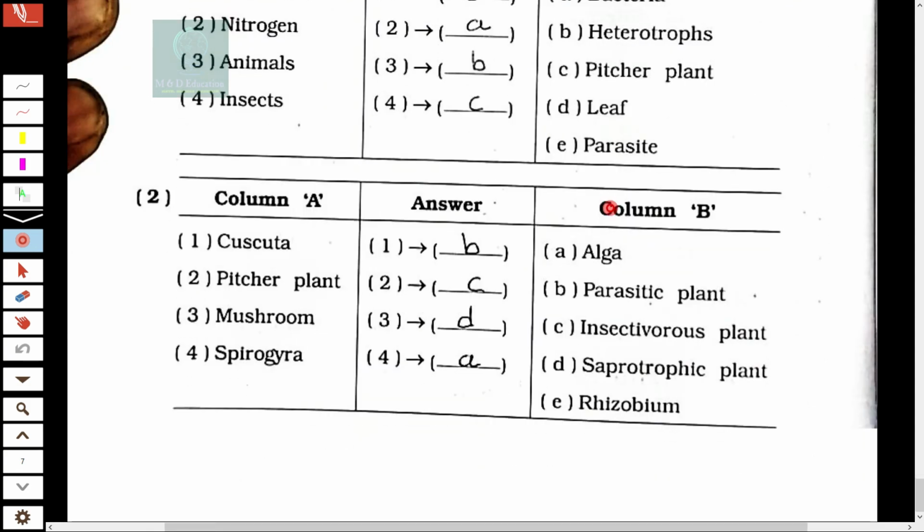Now the second one is cascata. So cascata is a parasitic plant, pitcher plant is an insectivorous plant, and mushroom, so mushroom is a saprotrophic plant, and spirogyra, so spirogyra is alga.